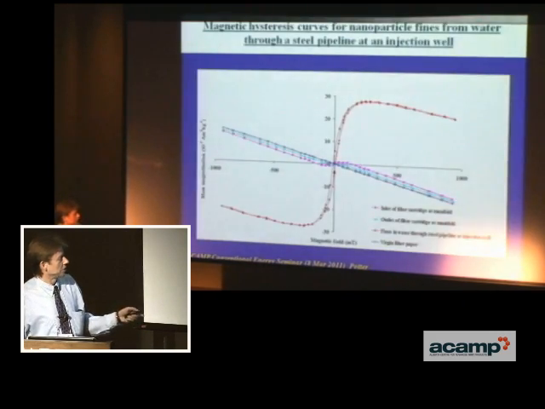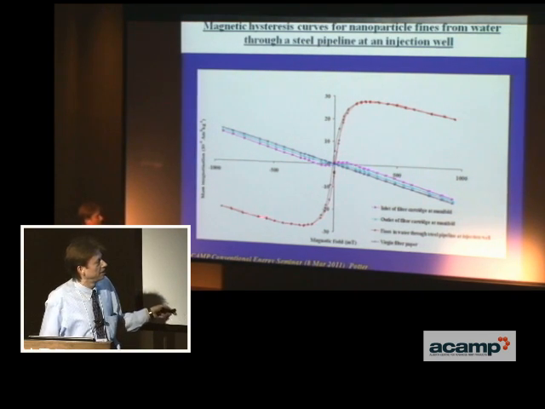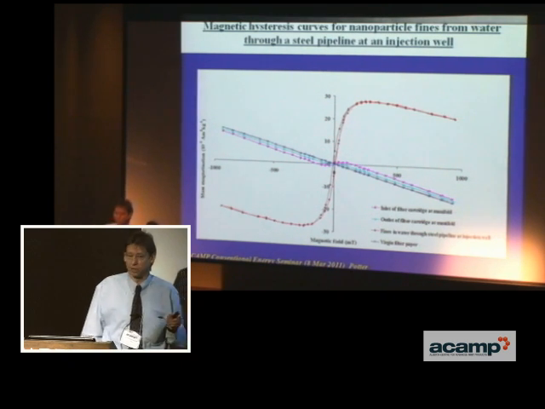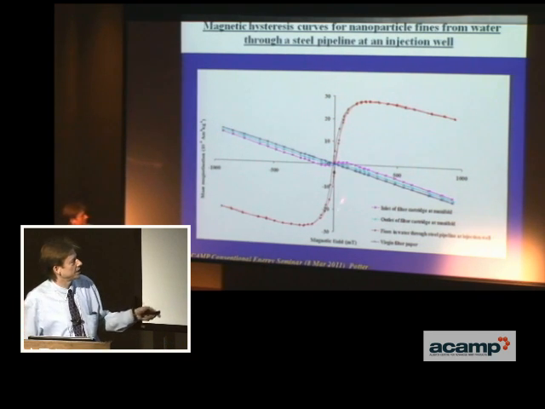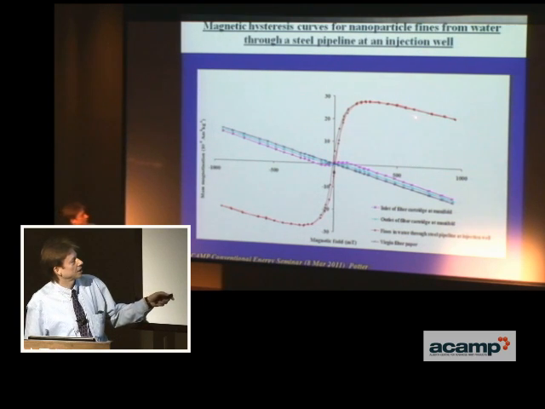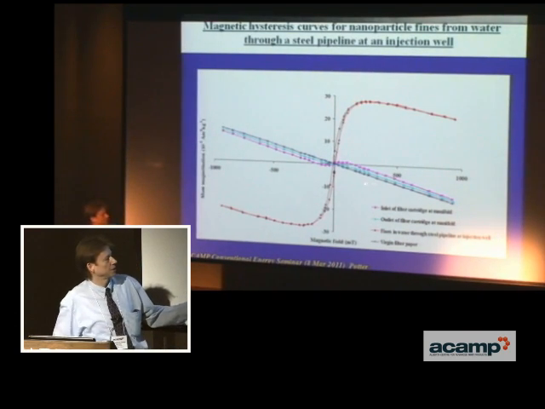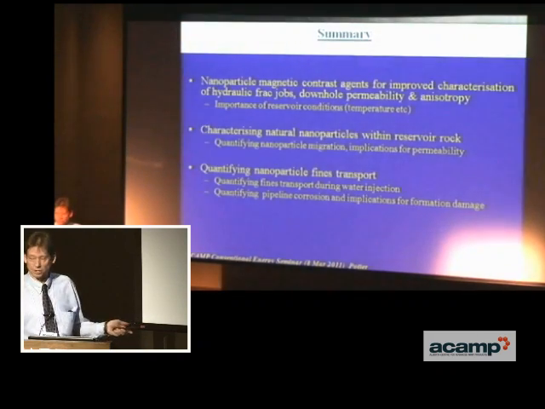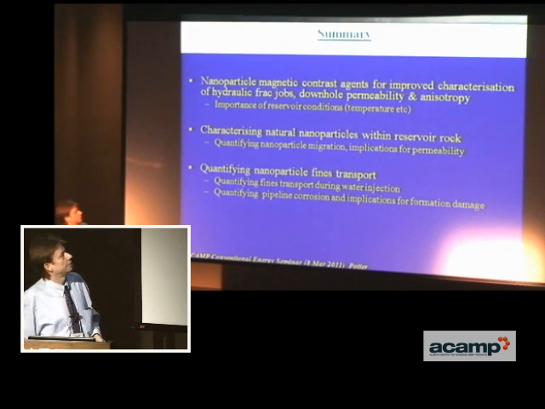But in fact, what you see here is an enormous signal due to very fine ferrimagnetic particles that are corroding from this steel pipeline. And we can sensitively measure these things. So that's just to give an idea of how sensitive this kind of technique is. The other lines on here are other results further up the injection line when the particles had only gone through the fiberglass pipeline.